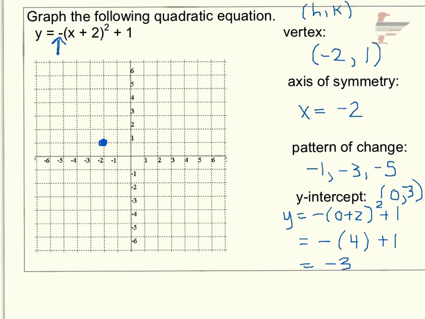And my pattern of change is over 1, down 1, over 1, down 3, and over 1, down 5, which will take me just a little off the graph. And then go in the other direction, over 1, down 1, over 1, down 3, and to the left 1, down 5. And double check my y-intercept should be at 0, negative 3, and certainly it is. And of course connect your points, and there's your parabola in vertex form.